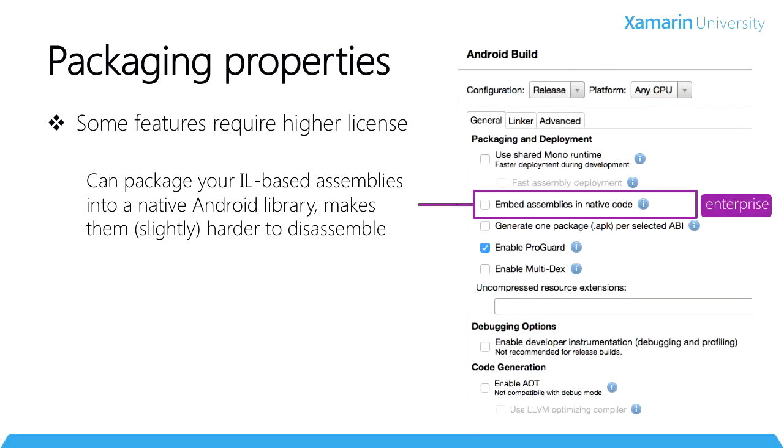Then we have a feature here that is only available in enterprise licenses of Xamarin. The Embed Assemblies in Native Code option is going to take the .NET, that means the IL-based assemblies, and wrap them into a native Android library. And this will make them slightly harder to disassemble if people try to deconstruct the app. I say slightly only because it's a very thin layer of protection.